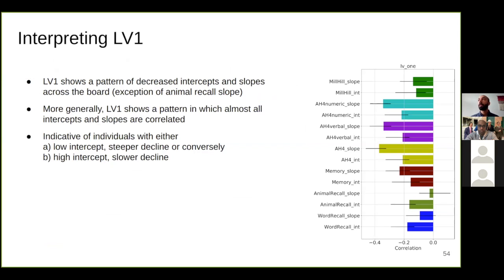So latent variable number 1, as shown in the pattern on the right, shows negative correlations across almost all intercept and slopes. So that suggests a pattern of decreased intercepts and slopes across the board, but more generally, it's showing a pattern in which almost all intercept and slope data are correlated. So this is indicative of individuals who either have a lower starting point and steeper decline, or conversely, a higher starting point and slower decline.